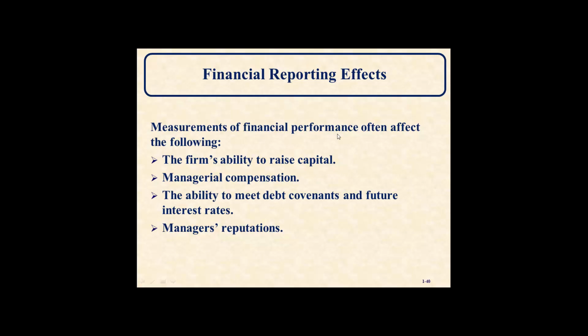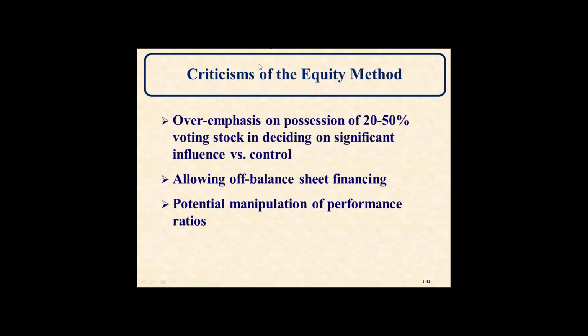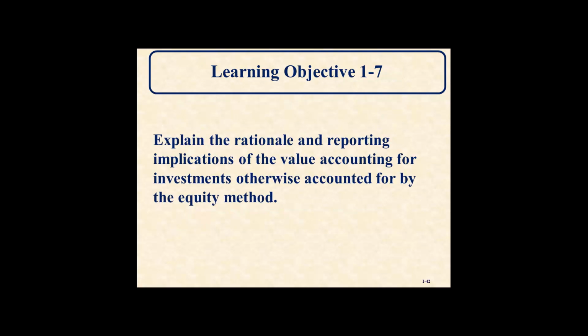Measurement of financial performance often affects the following: the firm's ability to raise capital, management compensation, the ability to meet debt covenants, future interest rates, and managers' reputation. One criticism of the equity method is that it overemphasizes possession of 20 to 50% voting stock in deciding on significant influence versus control. It also allows off-balance sheet financing. So one of the companies can do the financing and the other company doesn't really recognize that. And there is potential manipulation of performance ratios. You can do things to one company or the other to make one or the other look better.